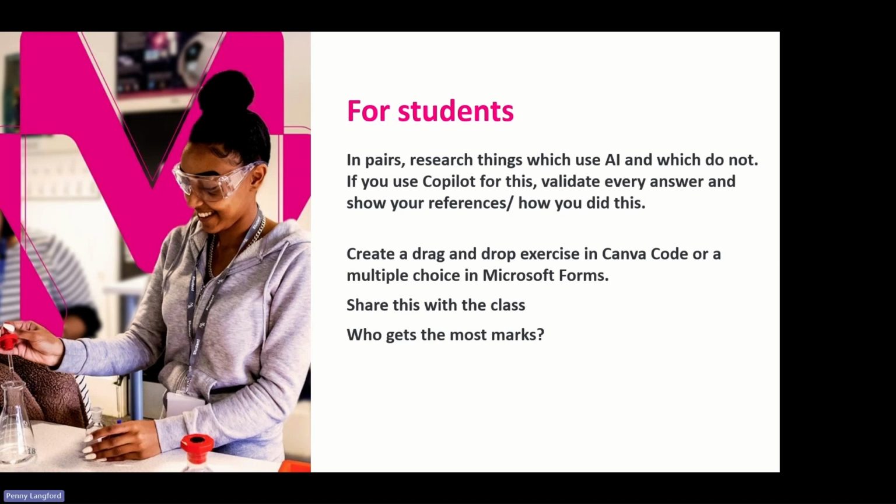It's good fun. But to take it further, this is what we would do: get students in pairs to research the things, and if they use Copilot to find out and ask it, they need to validate every answer. Then they can create a drag and drop exercise in Canva code or do a multiple choice in Microsoft Forms. So this is a nice activity for them to think about what is AI and what isn't, and look at what's surprising in terms of that.